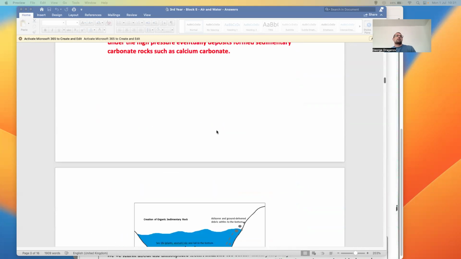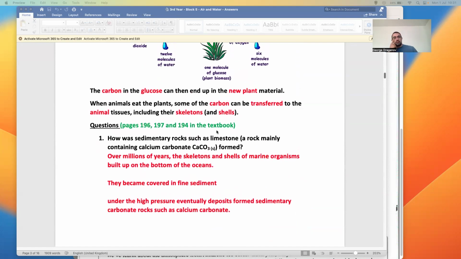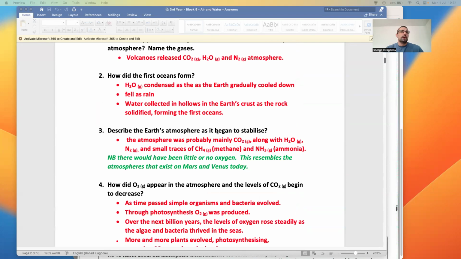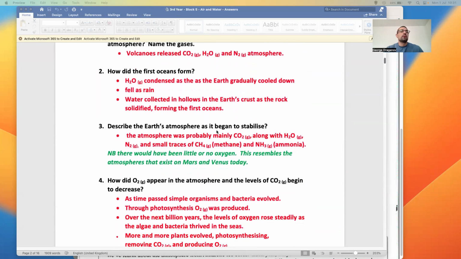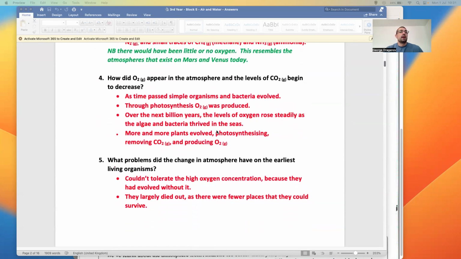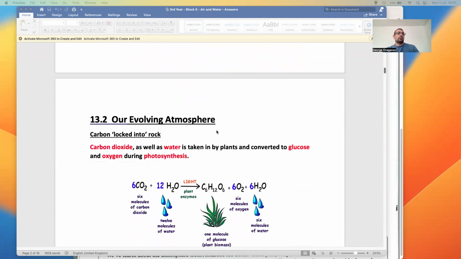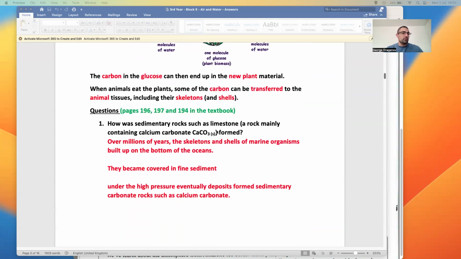So you can read through it. I mean, there's a lot of information. I've been over the key points. The carbon dioxide dissolved in the oceans. They became locked up as sedimentary rocks on the seabed. And CO2 was also reduced by photosynthesis, which also produced oxygen.